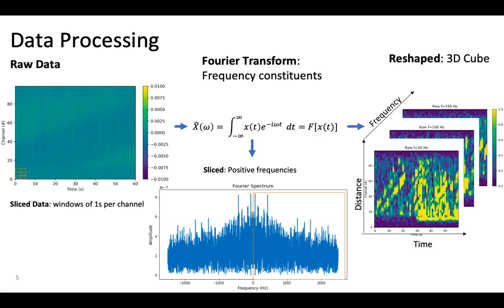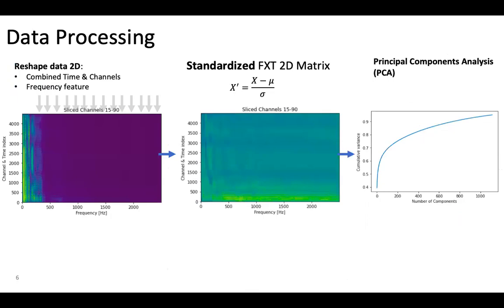After this was applied to all the windows, the data was reshaped into a 3D cube, where we have the x-axis as the time, the channels in the y-axis, and the frequencies in the z-axis. In order to apply machine learning algorithms, the input data needed to be reshaped in 2 dimensions. To do this, the time and the channel axis were combined to serve as an index of location and time, allowing us to keep the frequency as the feature for the machine learning.